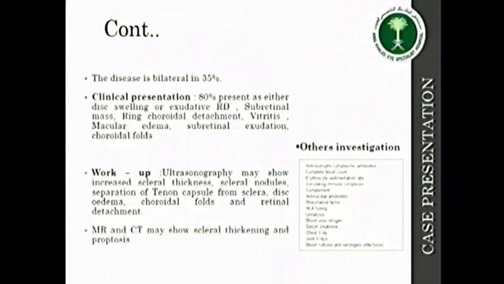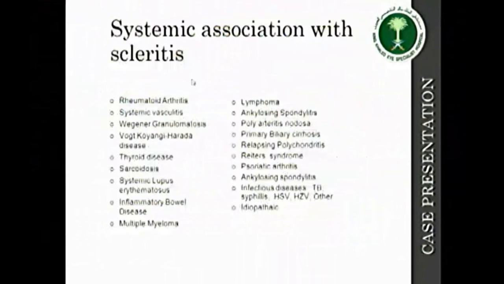Okay, right. Yeah, accurate. Thank you very much. So the workup: we should do a B scan to see if there is any increase in thickness or scleral nodule, separation of Tenon capsule from the sclera, disc edema, choroidal fold, or retinal detachment. And we can also do MR and CT, which can show scleral thickening and proptosis. And we can do other investigations based on the clinical features.